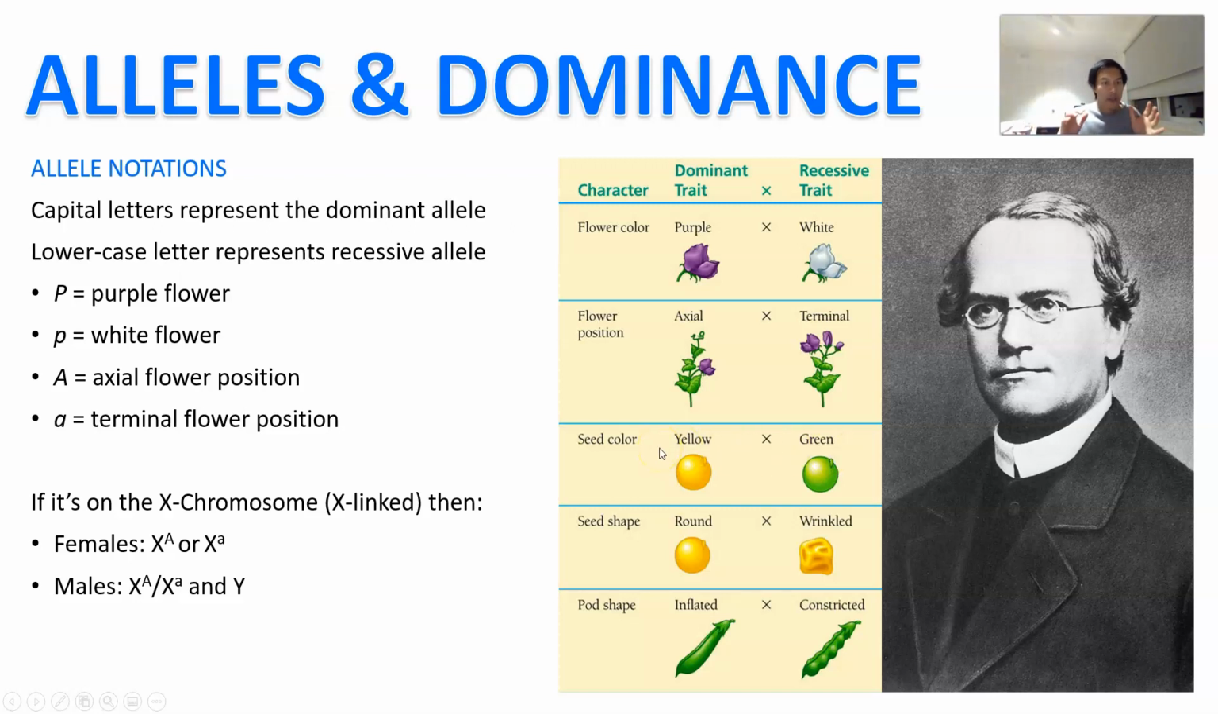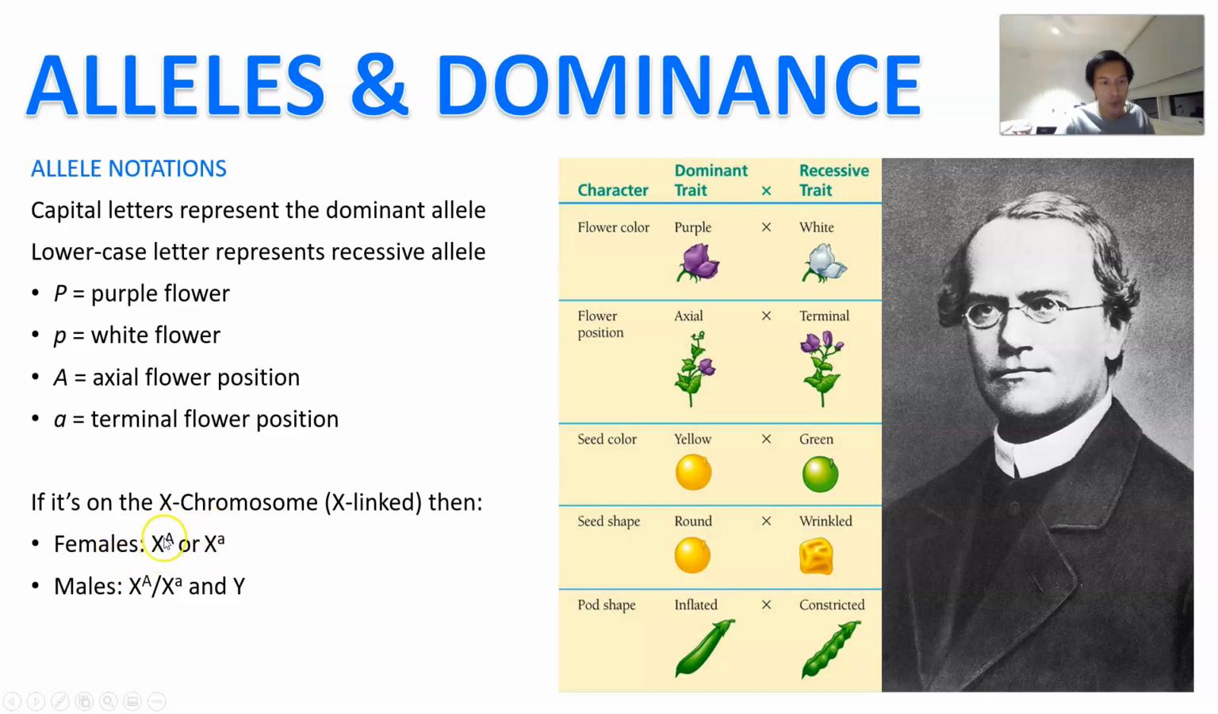Now, if it is on the X chromosome, in other words, it is X-linked, then you actually have to use the letter X, and you use a superscript, a smaller letter in the top position, to represent whether it is dominant or whether it is recessive.